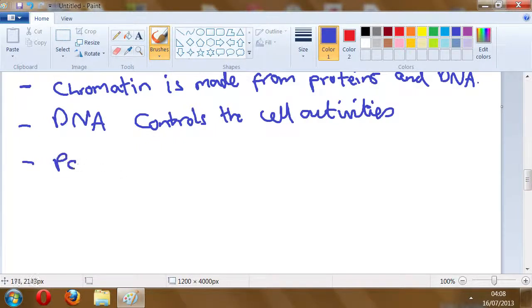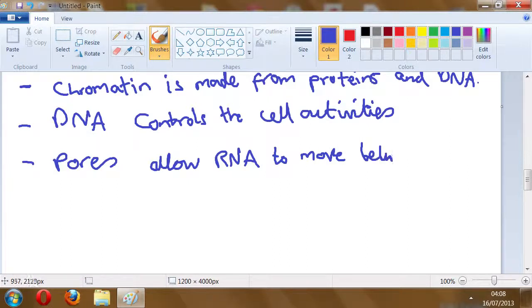So these pores, this is not in the nuclear envelope. They're just pores that exist. There are gaps around the nuclear envelope. So they allow RNA just between.